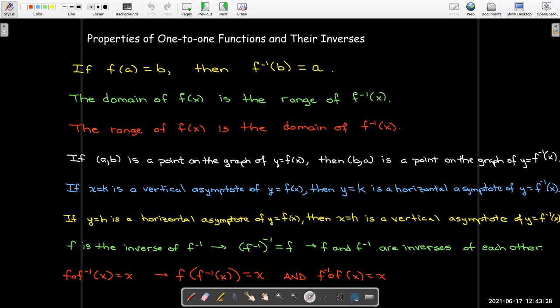And this is one case where the order of composition does not matter, because if I take f inverse composed with f of x, I should get x again, because if I start with x, I do f, and then I undo f, I should get x back again.